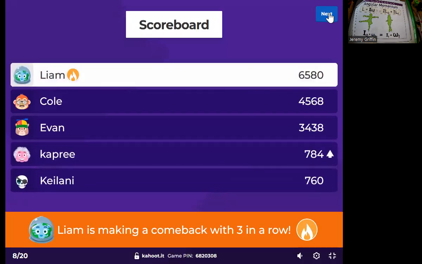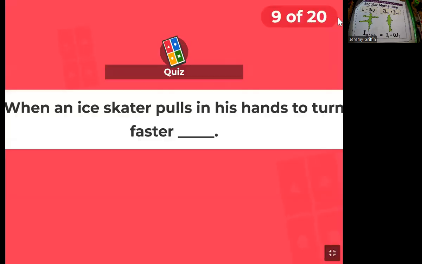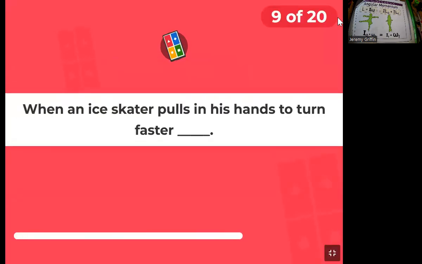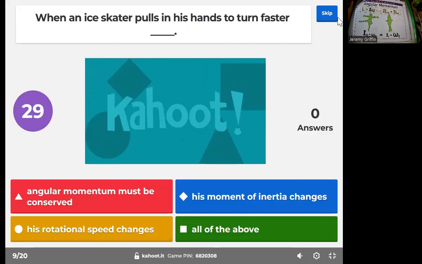All right, lots of points. Capri on the board, Liam on fire, in the lead. When an ice skater pulls their hands in to turn faster, what's true?